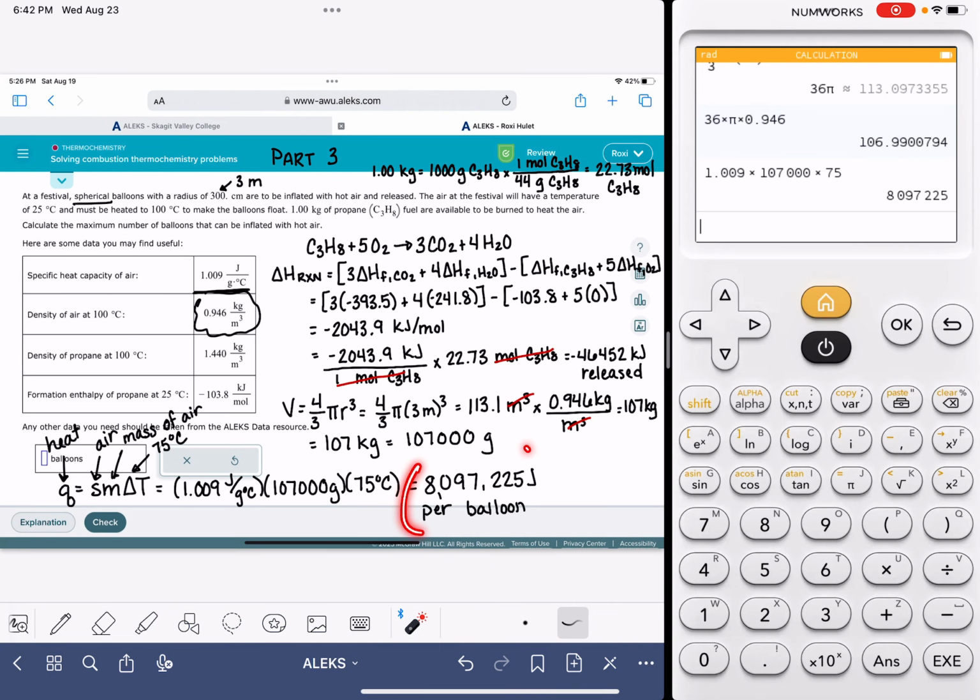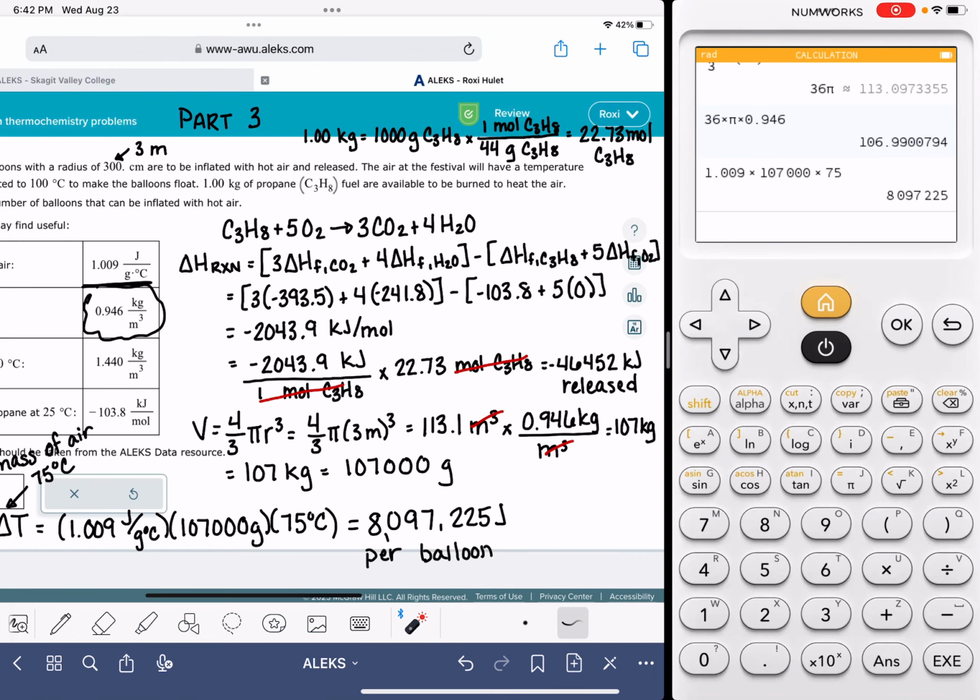Now we just calculated how much heat each individual balloon needs. That is in units of joules. We're comparing this number, the amount of heat that each balloon needs, to this number, the total heat that we have available to us. Notice that one's in joules and one is in kilojoules. So I'm going to take this joules, divide by 1,000, and that's going to give me the amount of heat in kilojoules. So 8,097 kilojoules per balloon.